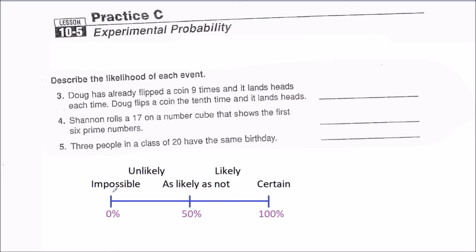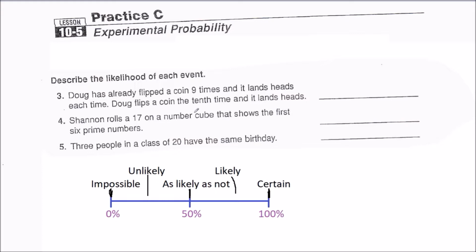And if you just remember here, impossible means that there is a 0% chance of happening. It's not going to happen. Unlikely means it's less than 50%, but more than 0. It could happen, just probably not. As likely as not means it's a 50% chance. It's equally likely to happen as to not happen. Likely means you're more than 50%, but less than 100%. It will probably happen, but not guaranteed, not certain. And then certain means 100%, means guaranteed, means it will happen.